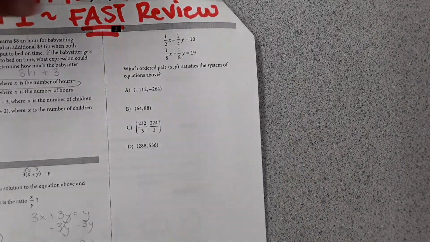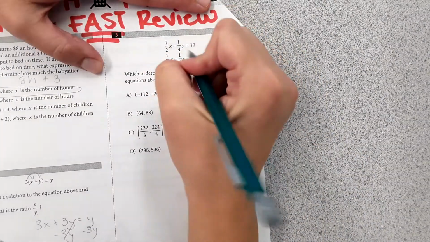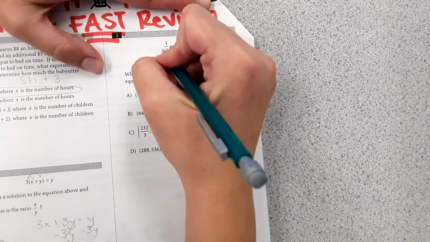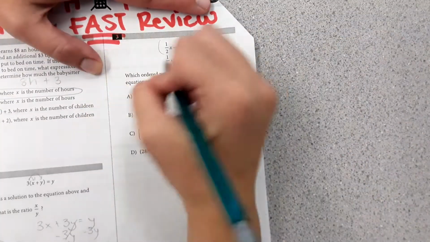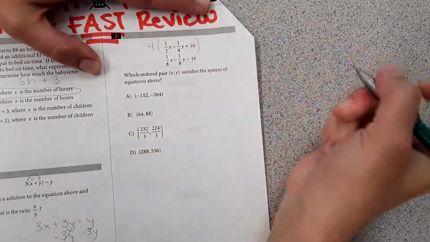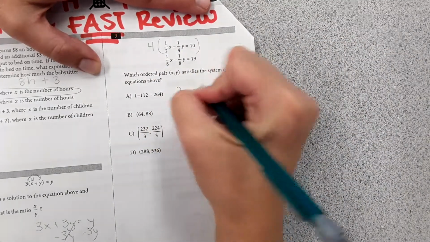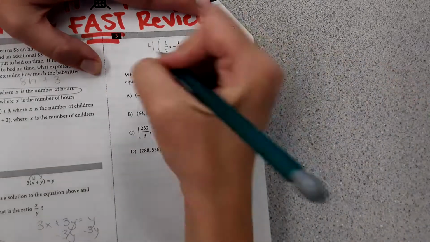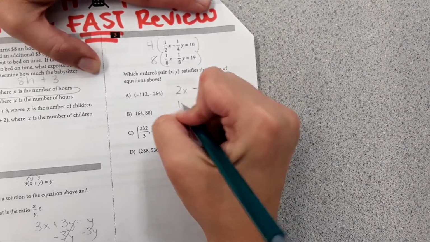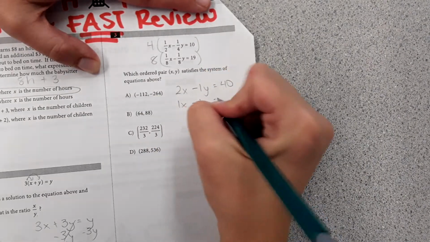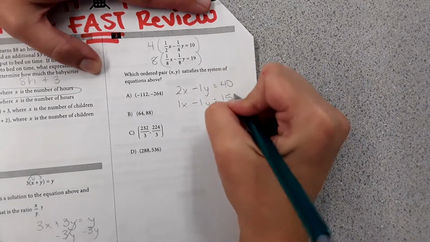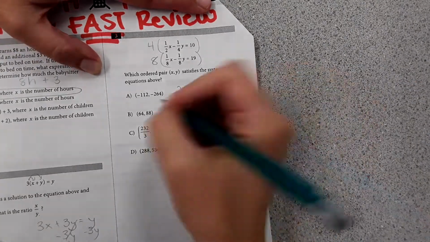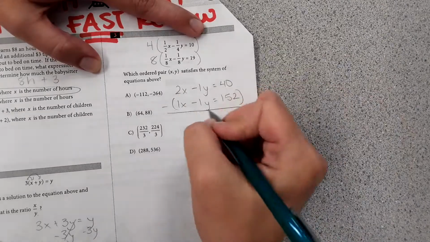Number 3, we are doing systems of equations, but these fractions don't calculate well. So we will multiply this by 4 to get 2x minus 1y equals 40. We can multiply this by 8 to get 1x minus 1y equals 152. And then we can use elimination to subtract this here.